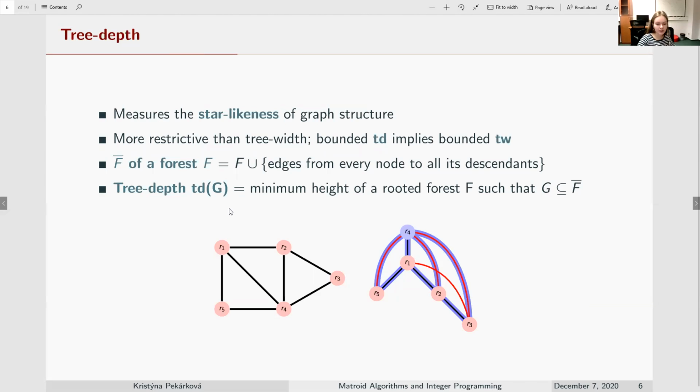So for example here, on the left, let this be the graph G, then you can see that the minimum height of a forest that we could take such that the closure contains our graph G would be equal to 4. We define height as the number of vertices, in this case, vertices on the longest path from root to leaf.